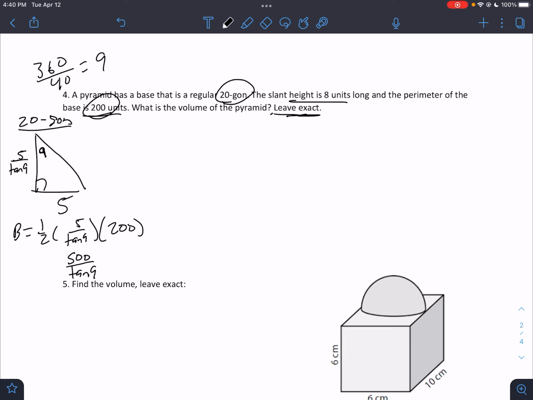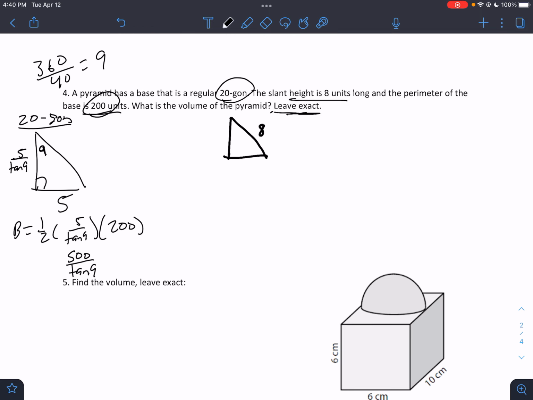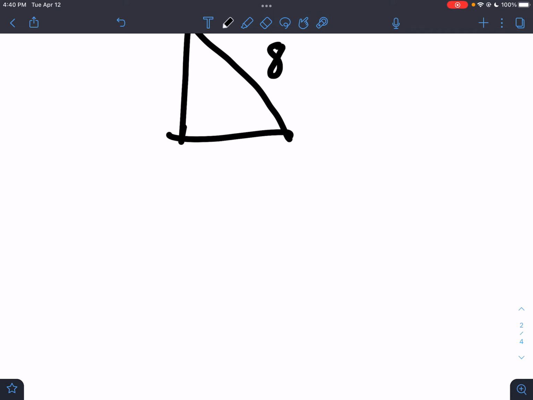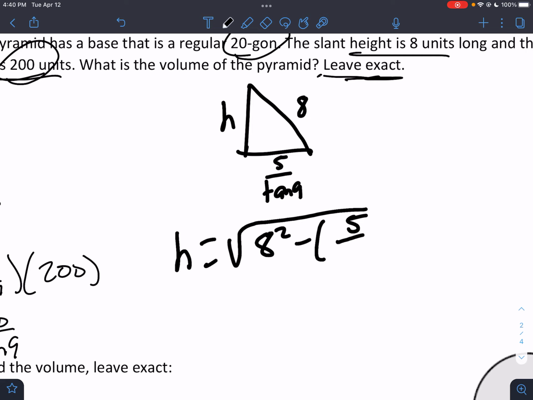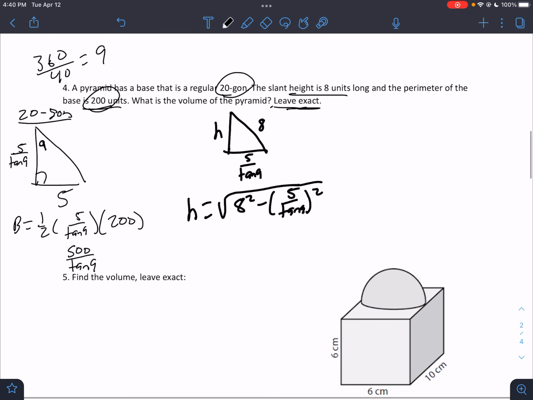We need the height. We have the slant height. So we're going to draw a right triangle. The slant height is 8, and we need to connect the slant height to the height. How do we do that? Well, the slant height goes to the middle of the side. What meets us at the middle of the side? That's the apothem, and then this is the height. So the height equals the square root of 8 squared minus (5 over tangent 9) squared. That's the height. That's as simplified as we're going to get. I guess you could do 8 squared and 5 squared if you want, but that's good enough.